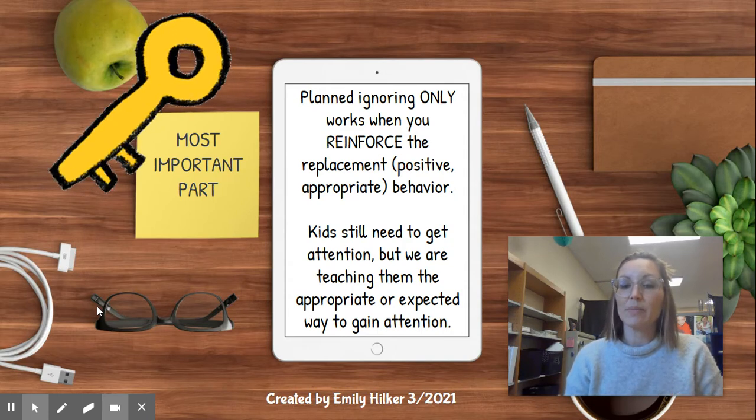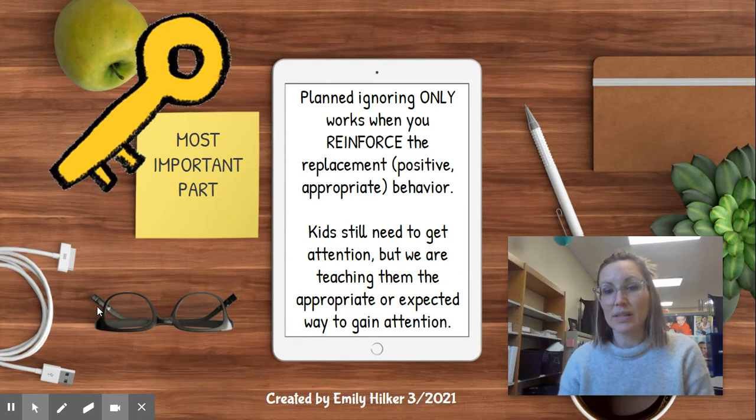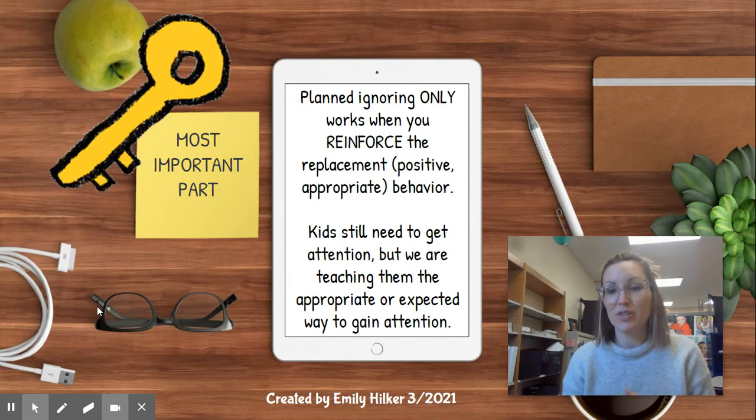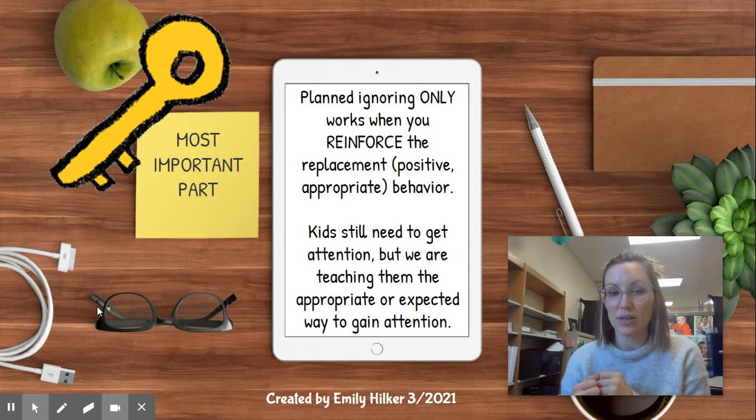But in order for that to be successful, we need to use positive reinforcement to increase an appropriate behavior, a way for them to still get attention, but the appropriate way. So you have to do both. For planned ignoring to work, the key is you ignore that inappropriate behavior, and at the same time, you reinforce a replacement behavior that still gets them that attention that they're looking for.